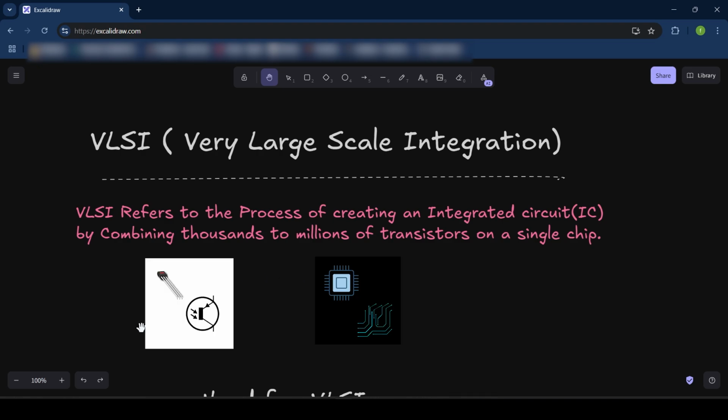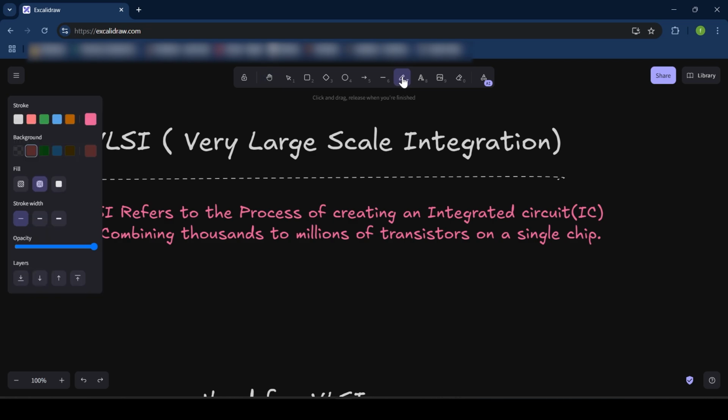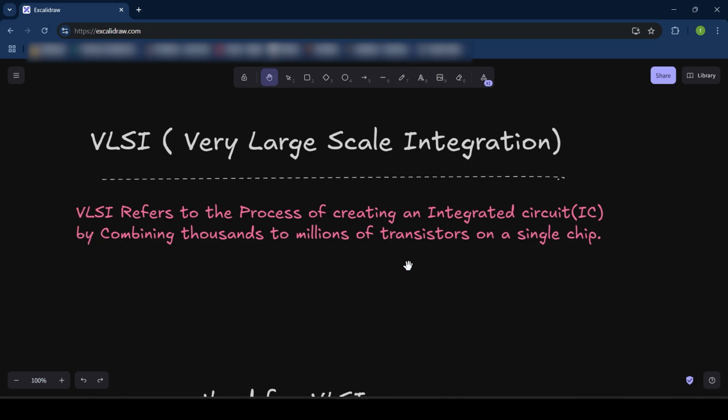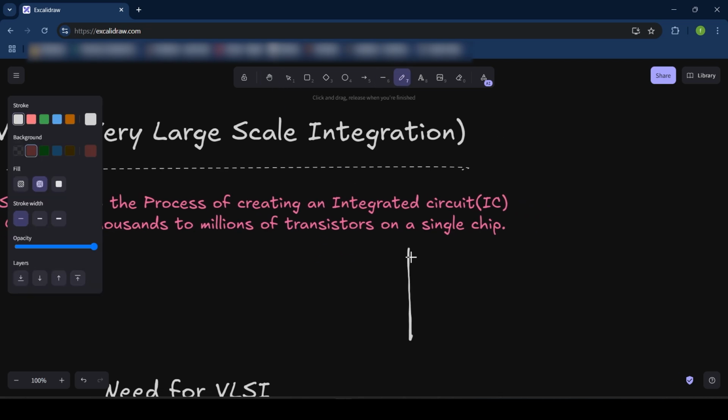So let's say here we have a transistor. In VLSI, we combine thousands or maybe millions of these transistors into a single chip. So this process is called VLSI. Let's assume this to be a transistor, and this is an IC, and inside the IC, let's say we have these transistors. So you can imagine how many transistors we are integrating on a single chip.